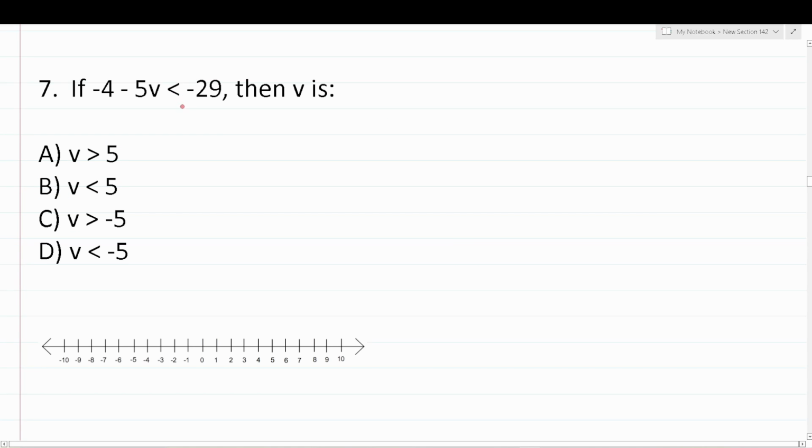Negative 4 minus 5v is less than negative 29, then v is. So we're trying to solve this inequality. Negative 4 minus 5v is less than negative 29. All right, so again, our goal is to get our letter variable by itself ultimately. And to do that, we're going to start by adding 4 to both sides of our inequality.